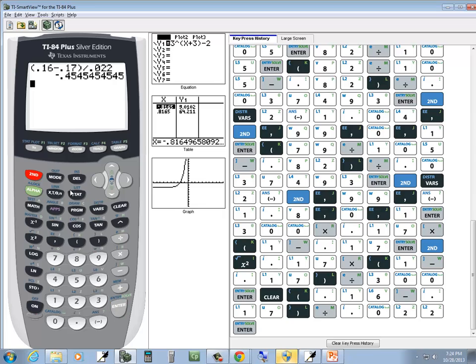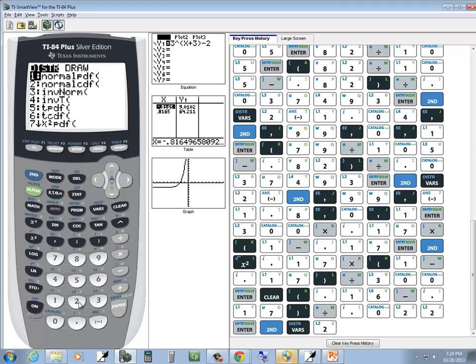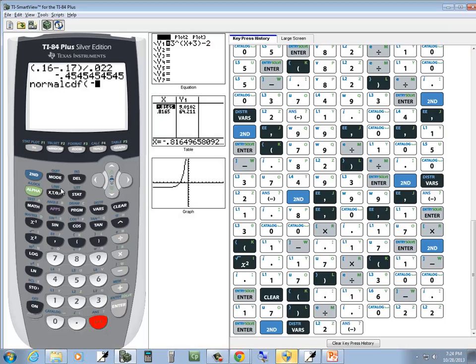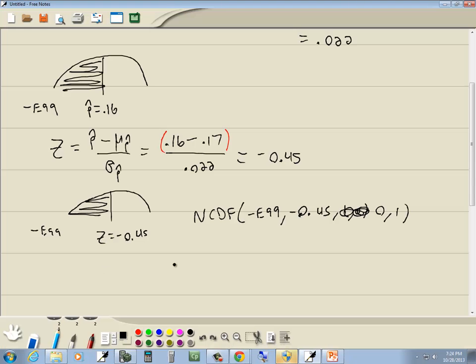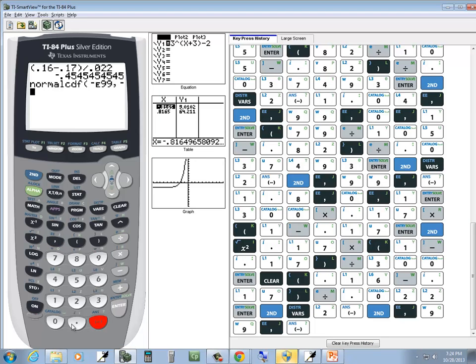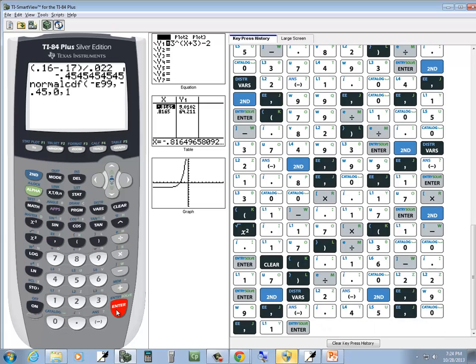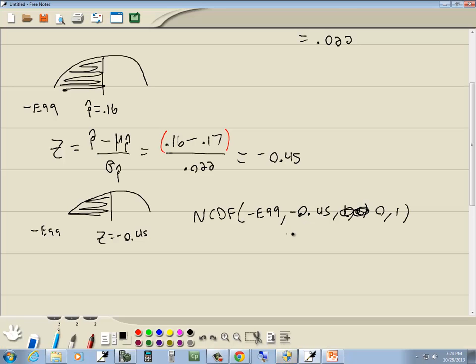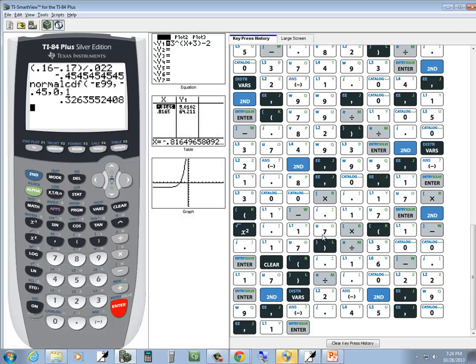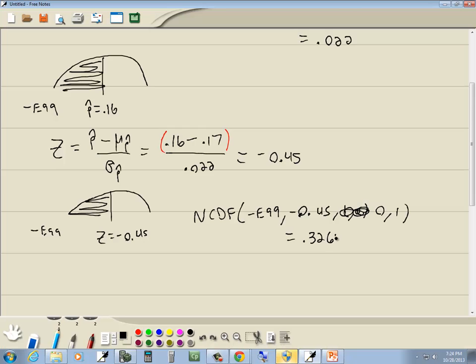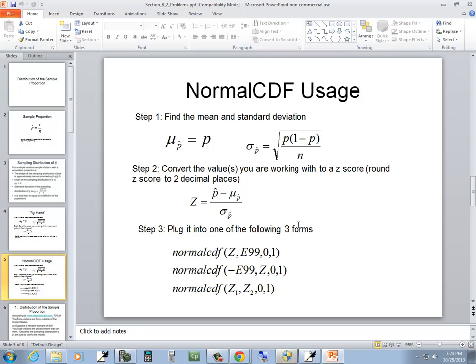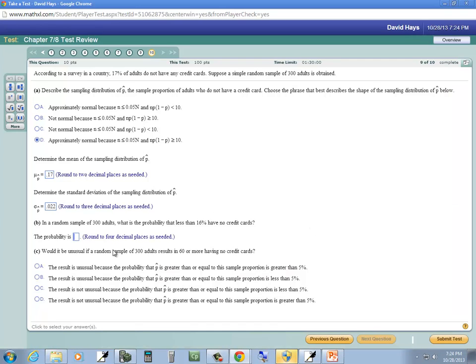So we got second vars, normal CDF, negative second comma 99, comma negative 0.45, comma 0, comma 1. In 4 decimal places, we get 0.3264.